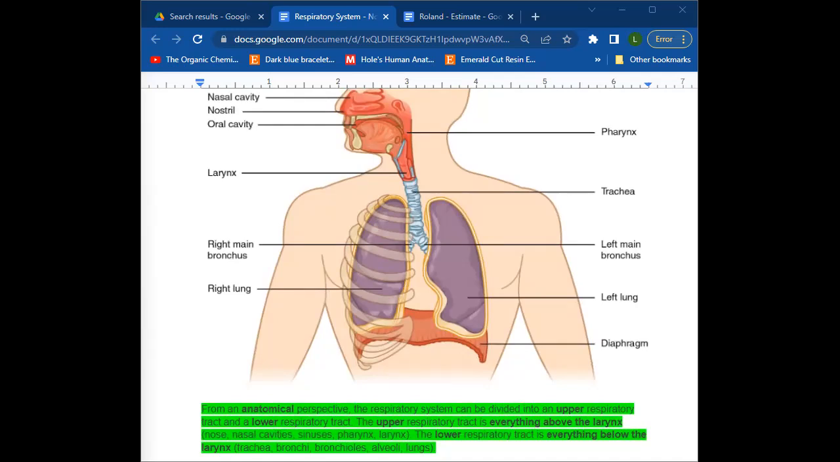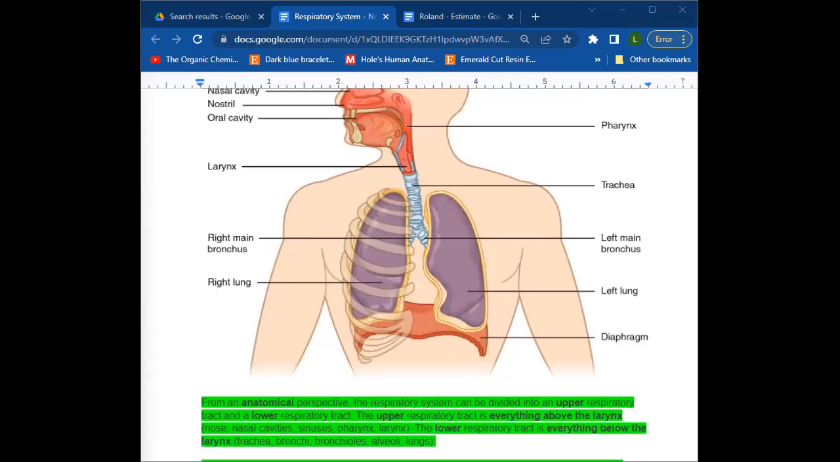So, that would be like the trachea, the bronchi, the bronchioles, the alveoli, and then also the lungs.